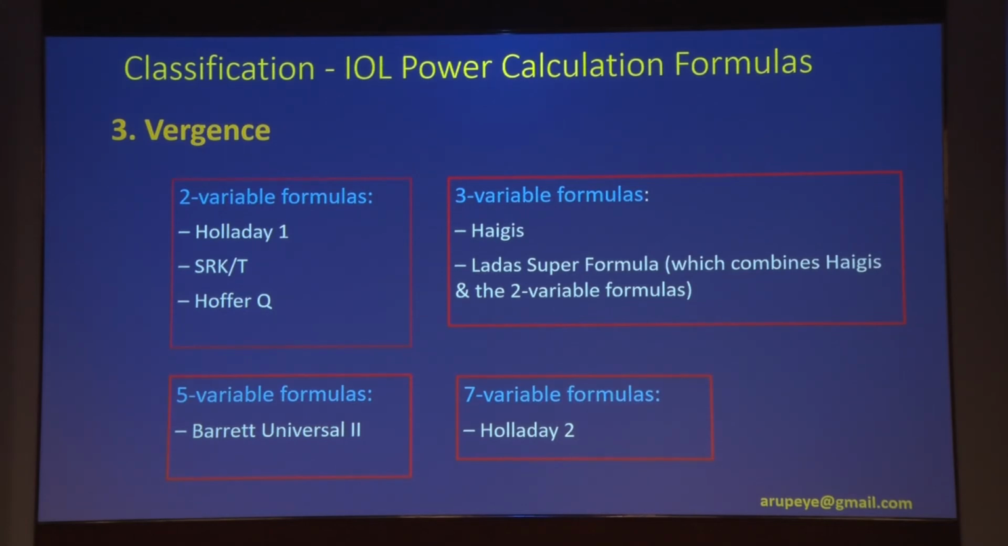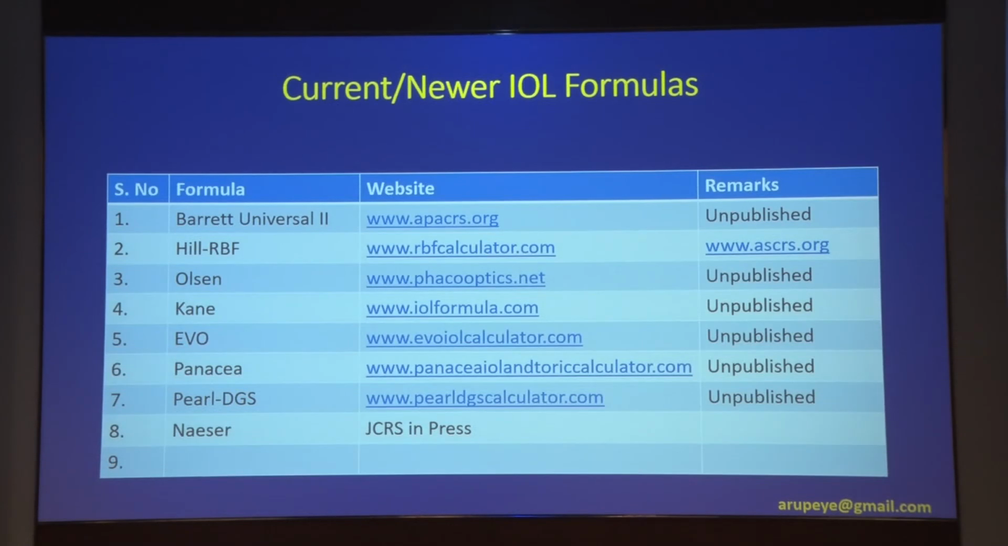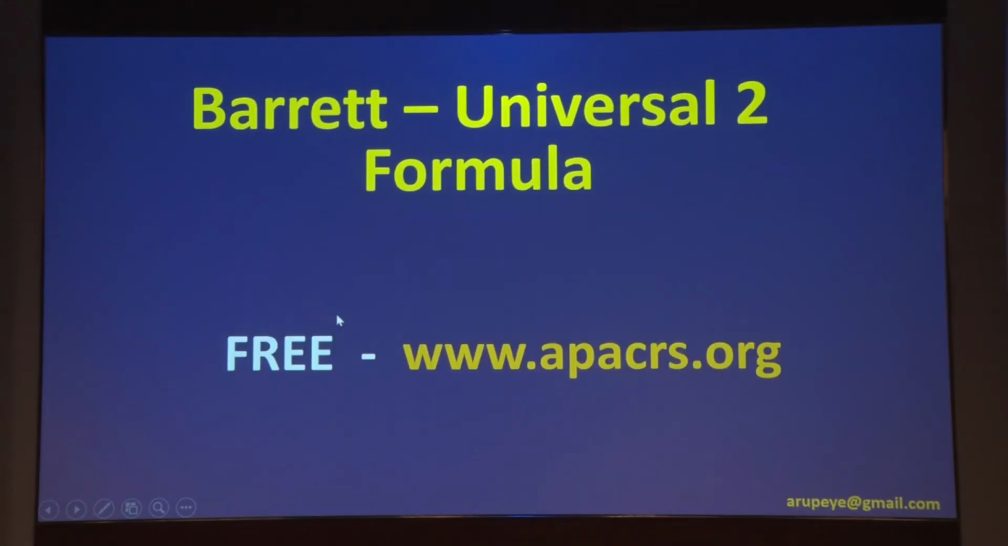So what I was trying to tell you, just an example, is that we don't use old cell phones, old cameras, or old laptops. So these are the current formulas, which are definitely giving us very good results. Barrett Universal 2 is my go-to formula. Hill RBF is a very nice formula. And then new kids on the block, the Kane formula, the EVO formula, have come up. Barrett Universal 2 is fortunately available free on this particular website.